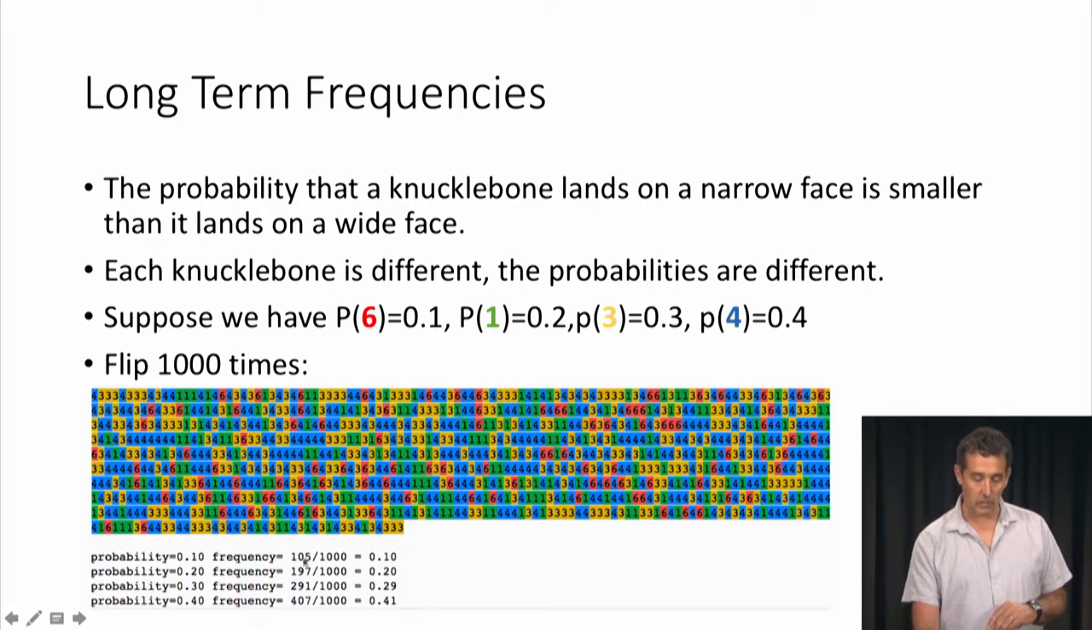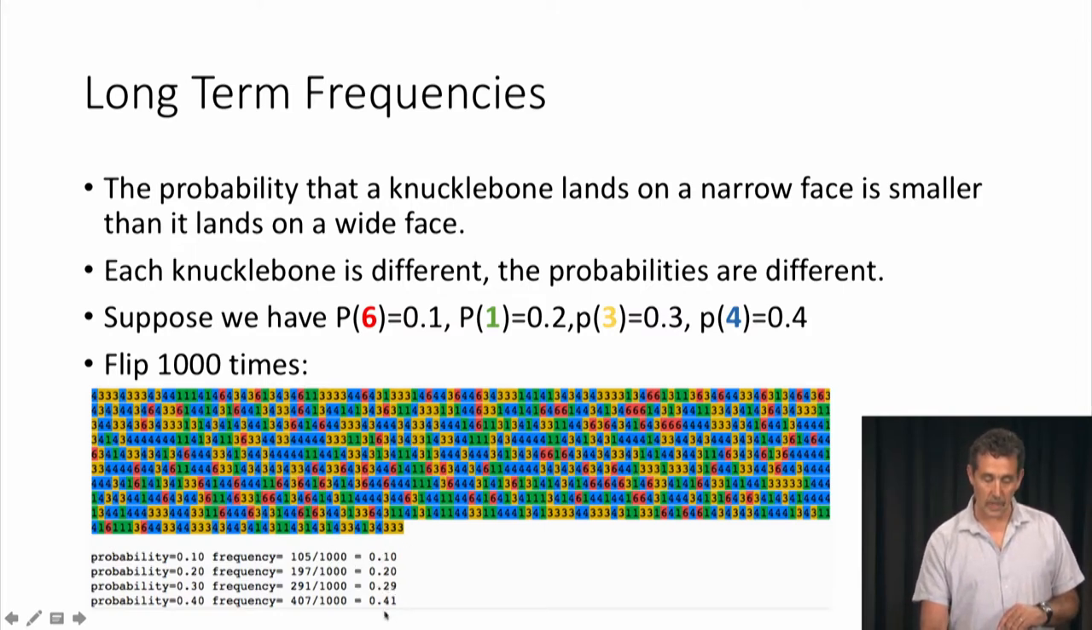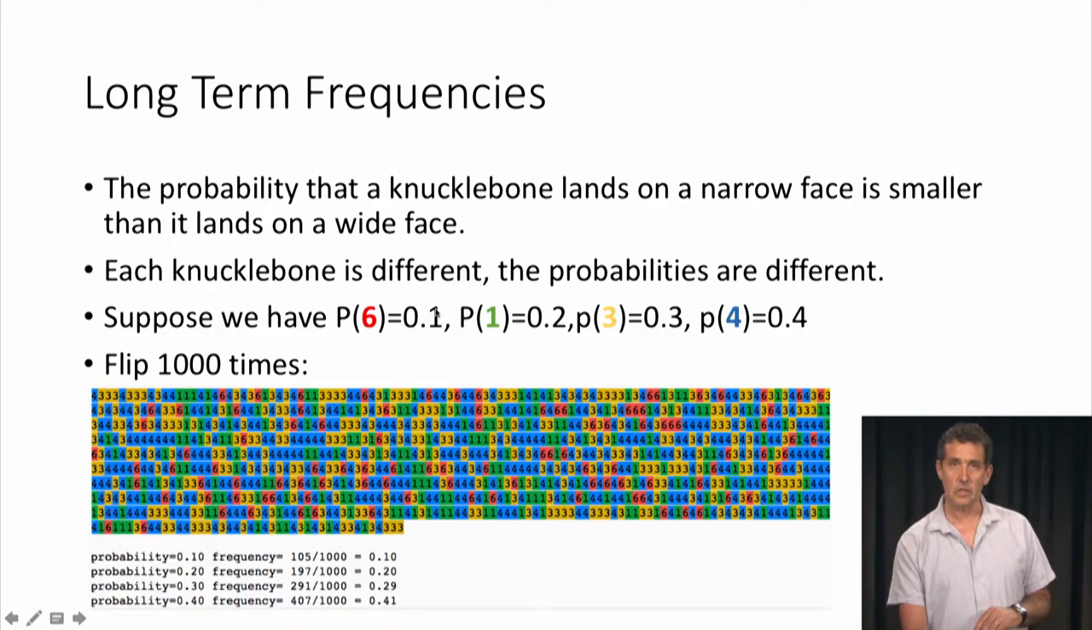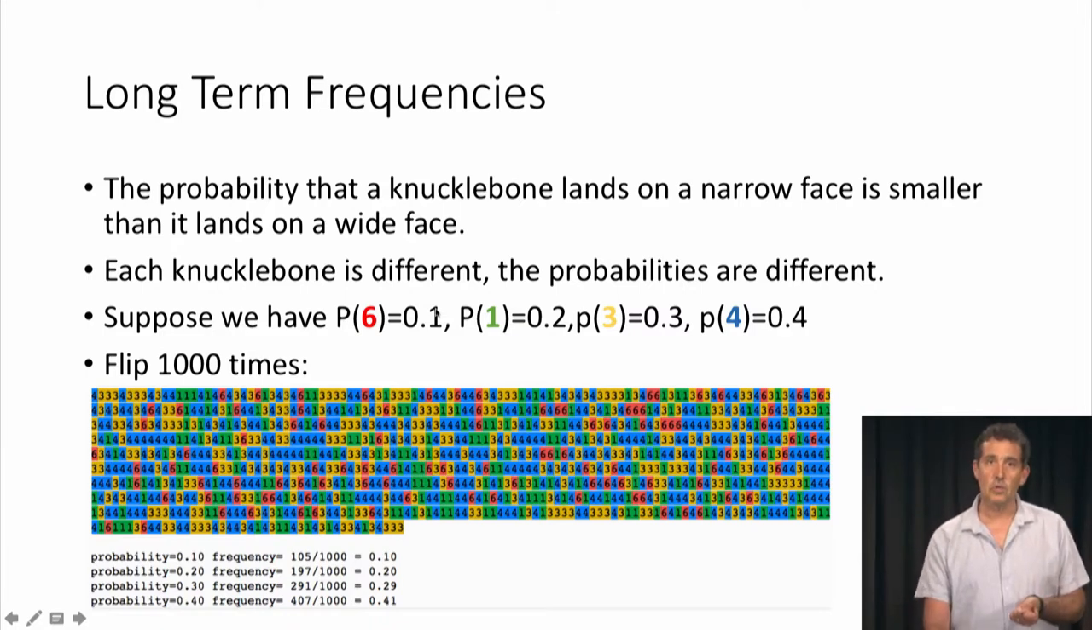So 105, 197. When we normalize it according to the number of total coins that we found, we get 0.1, 0.2, 0.29, and 0.41, which are really very, very close to these probabilities we started with. So that's what we call long-term frequencies.